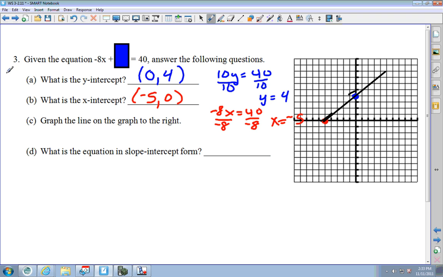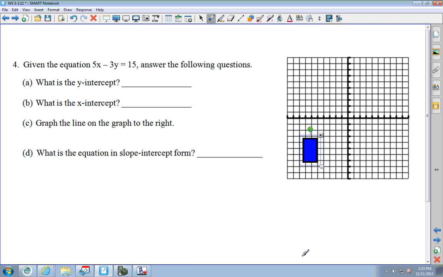Well, I know I have my b. I just need to find my slope, which is my m. I need to go up 4 and to the right 5. 4 over 5 is my slope. So my equation is y equals 4/5 x plus 4. Next one.